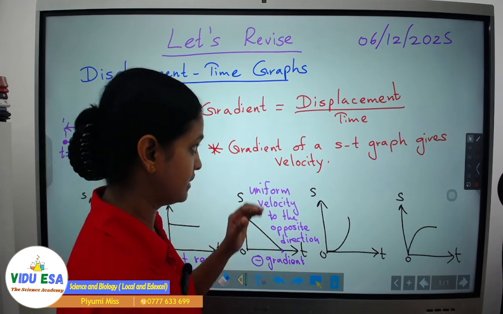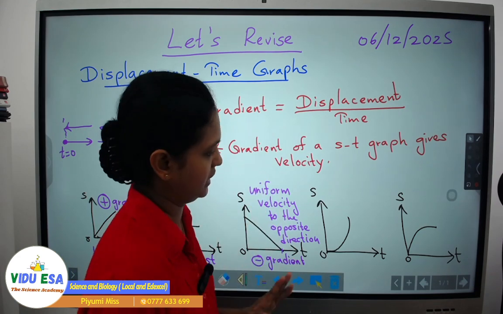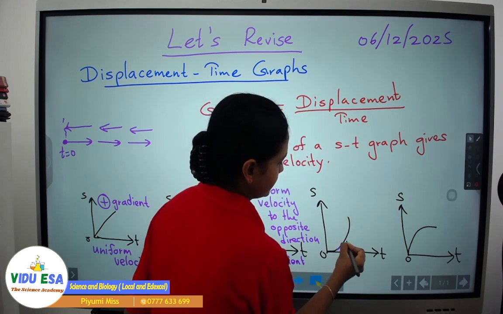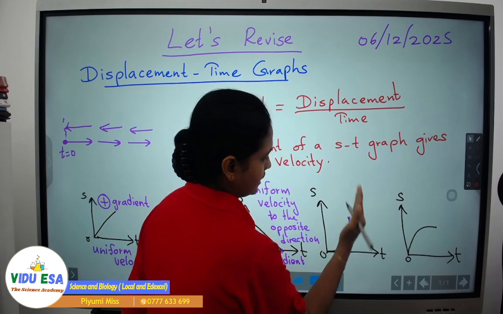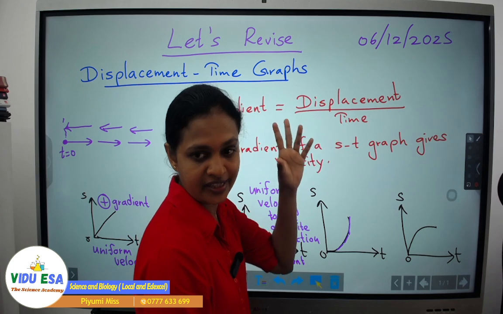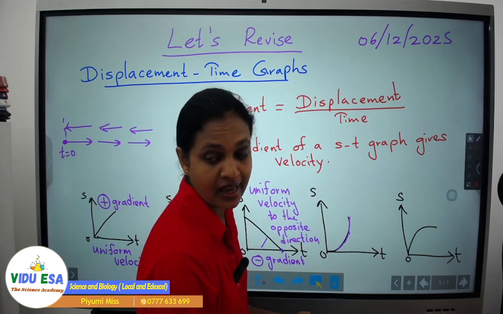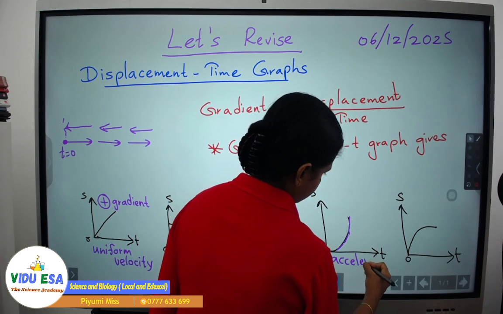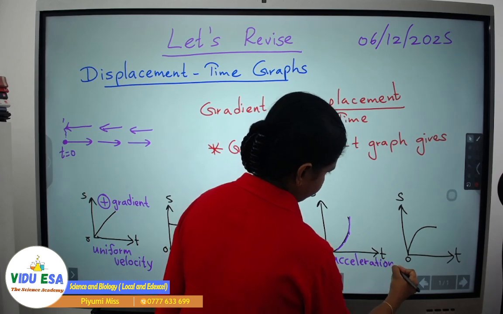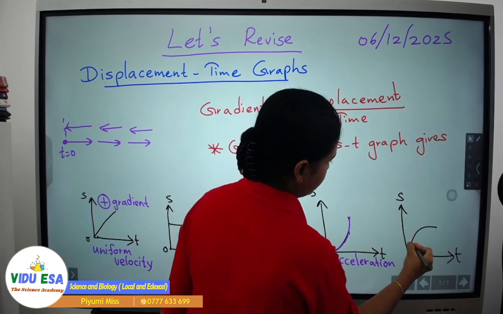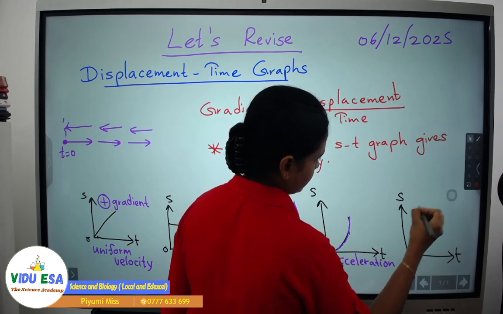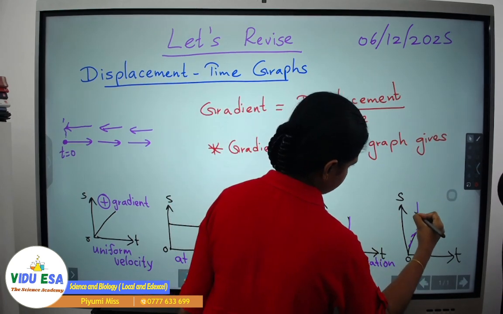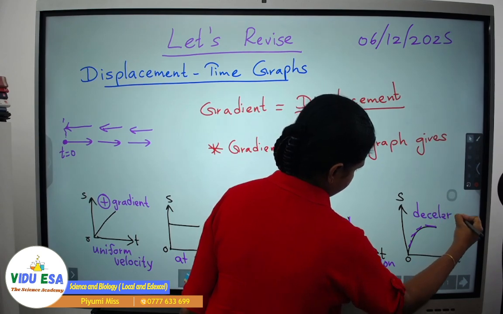Gradient of a displacement time graph gives velocity. Here the gradient increases like this. The velocity increases with time. So this is an acceleration. This is how we indicate the acceleration. But remember, these curved graphs will not come for the exam. Here, the gradient reduces. Again, velocity reduces with time. So it is a deceleration.